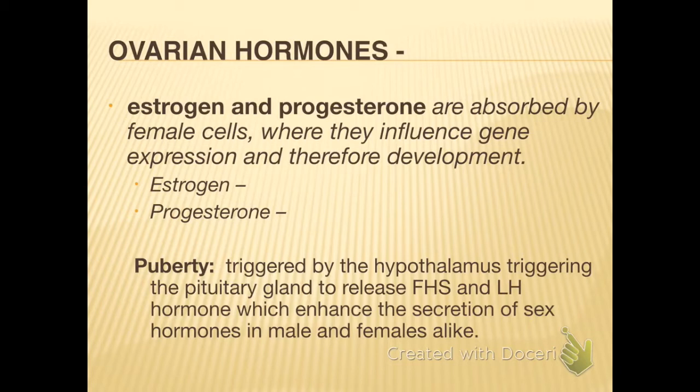Puberty is the first phase that triggers the hypothalamus to get the pituitary gland started in its release of FSH and LH, which will then enhance the secretion of these sex hormones, estrogen and progesterone, as well as testosterone in males.